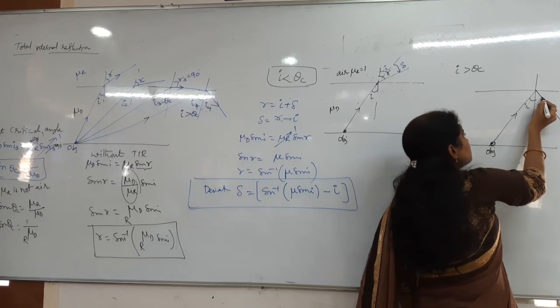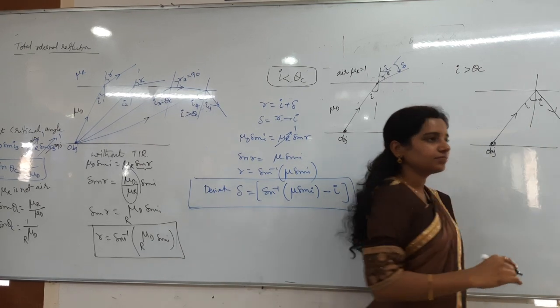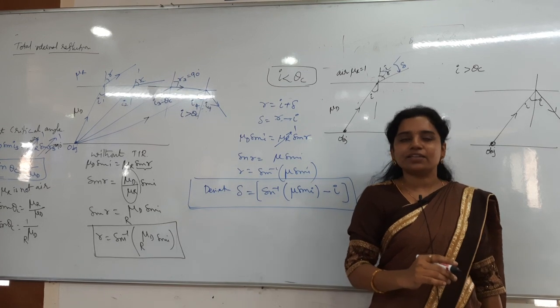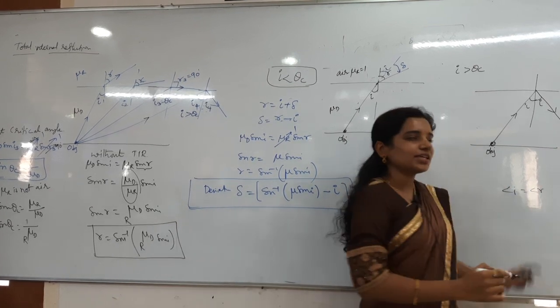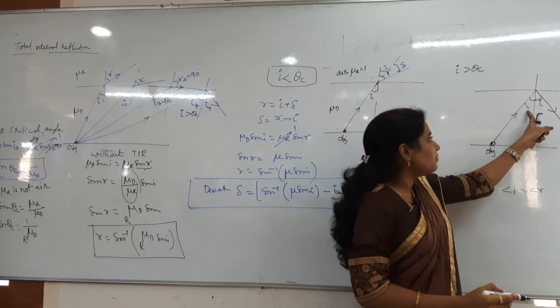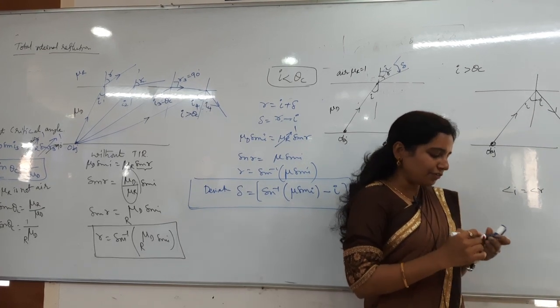So this is also how much can I take? i only, again. You understand? In the plane mirror we have taken that i is equal to r. Angle i is equal to angle r. The same thing applies here also. So this is i, and this is also i only. Now you have to find out the deviation.